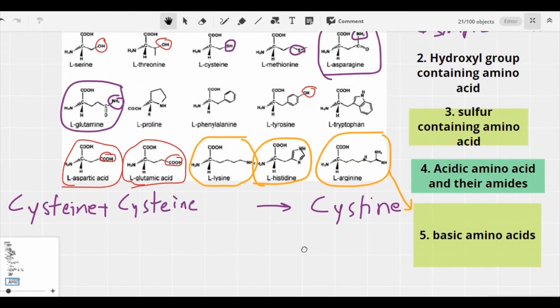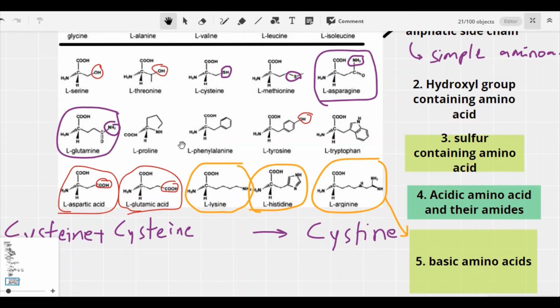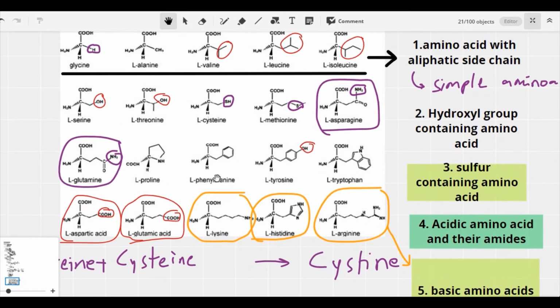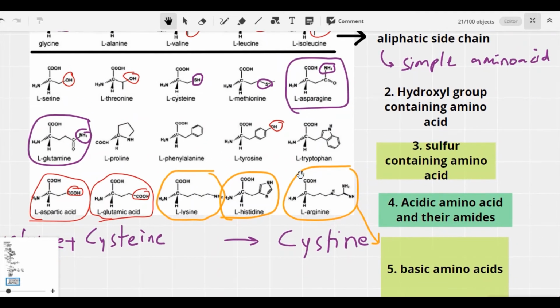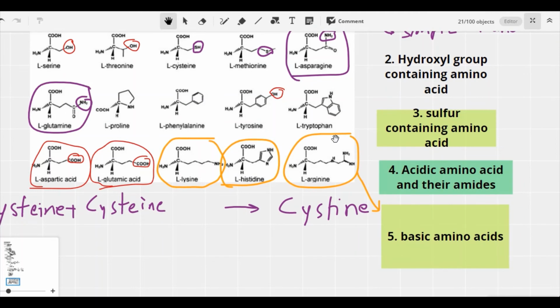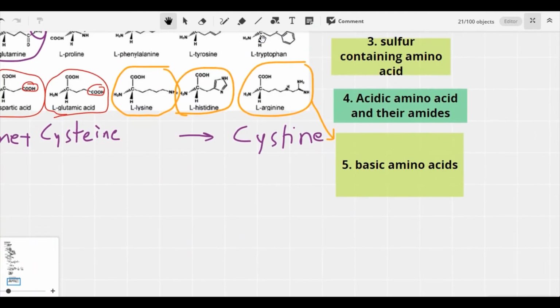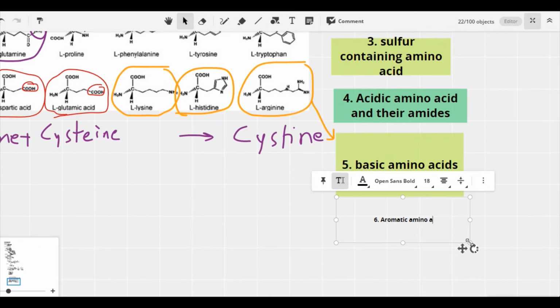Okay, now you can check here some other amino acids are left, so we have to categorize them in the next one. Like the sixth one, we can say some contain aromatic rings. Can you see here that phenylalanine? So it means now the next category we are going to write, that is number 6, aromatic amino acids.